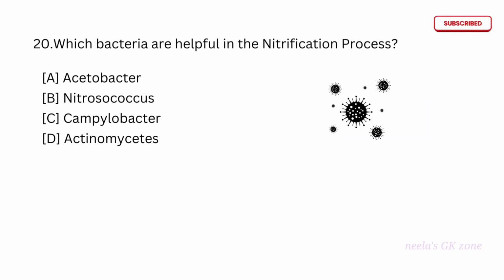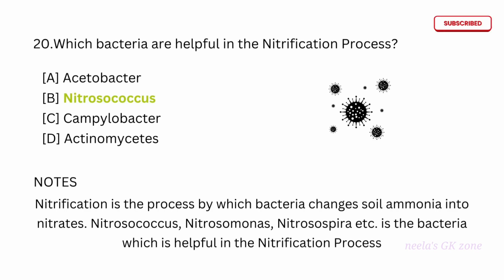Which bacteria are helpful in the nitrification process? Acetobacter, Nitrosococcus, Campylobacter, Acetomycetes. And the answer is Nitrosococcus. Nitrification is the process by which bacteria change soil ammonia into nitrates. Nitrosococcus, Nitrosomonas, Nitrosospira, etc. are the bacteria helpful in the nitrification process.